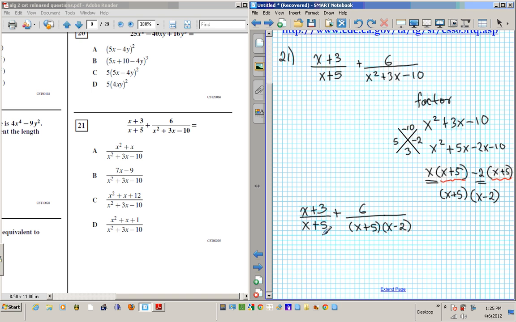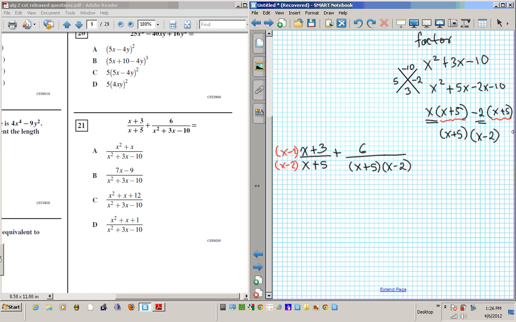So in order to make them have the same denominator, or the LCD, I'll just multiply this by the missing component, which is x minus 2. So multiply this by x minus 2, top and bottom, so you do not change the problem. Okay? So that becomes, on the numerator, x minus 2 times x plus 3 plus 6. Since both denominators are now the same, I can combine them into one. You don't add the denominators, you just combine them. Basic fraction rule. So x minus 2 times x plus 5.